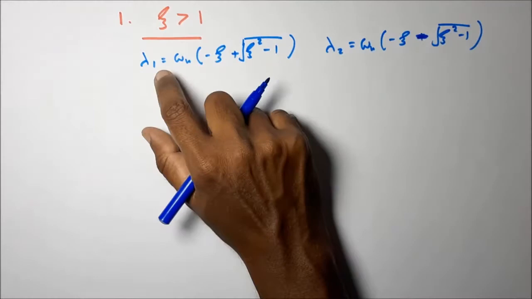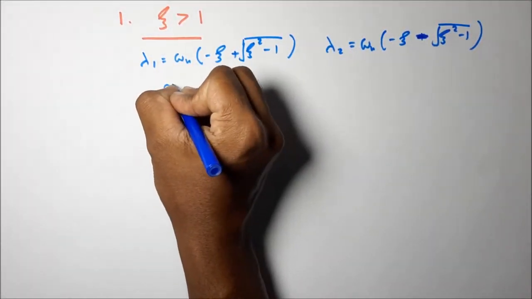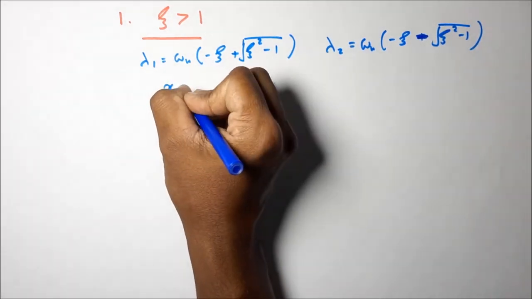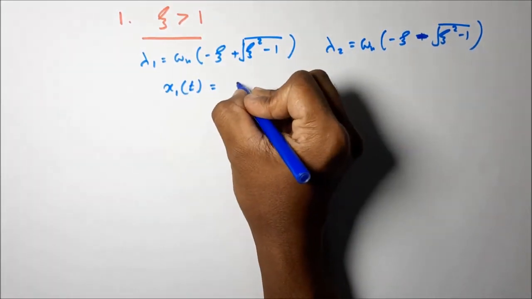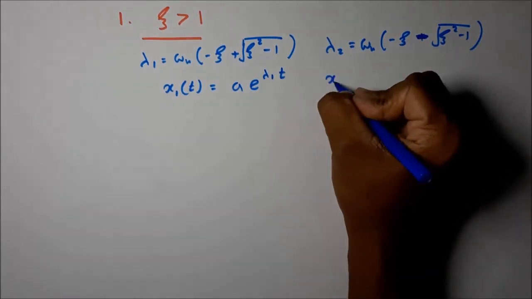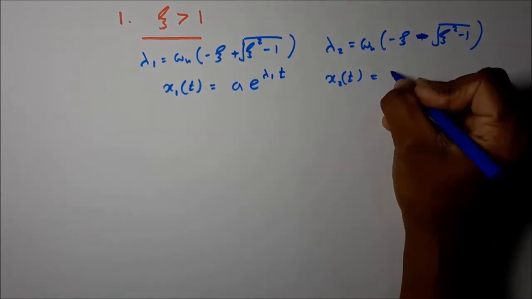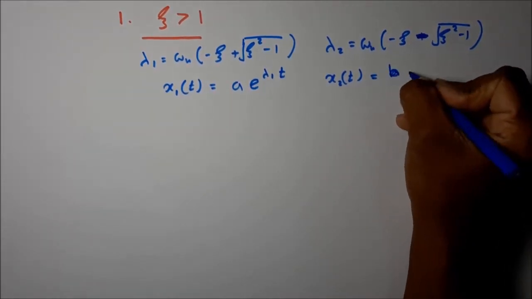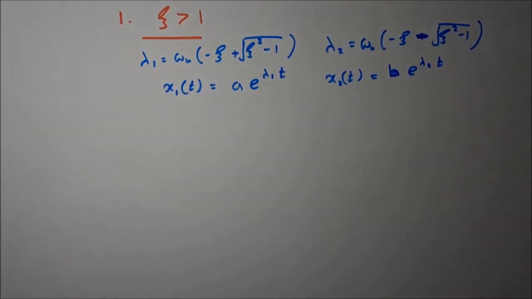Okay, here lambda 1 and lambda 2, that means we have the two independent solutions. We can write these two independent solutions in this way: x1(t) is equal to a e^(lambda 1 t). Then x2, another independent solution, x2(t) is equal to b e^(lambda 2 t). For the differential equation, we have the two independent solutions, x1(t) and x2(t).